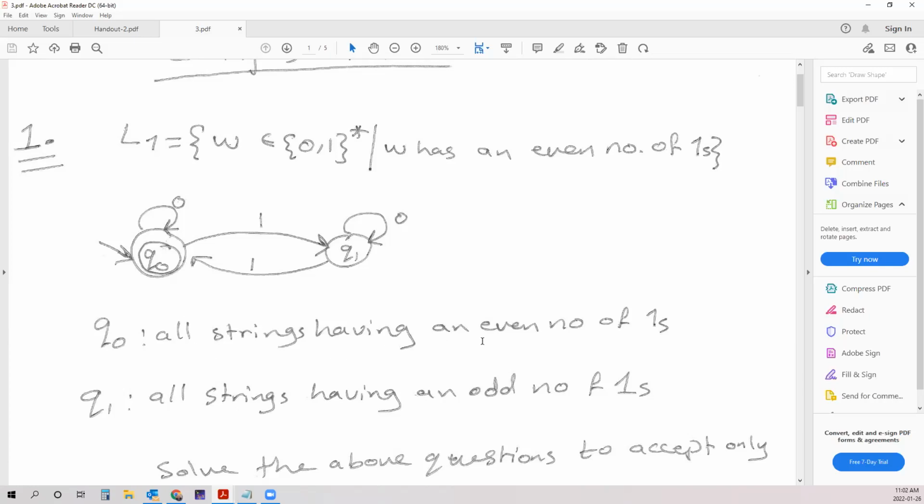Q naught: all strings having an even number of ones. Q1: all strings having an odd number of ones. Because assume if I have 2 ones, 1, 2, done, accept. If I have 3 ones, 1, 2, 3, whatever zeros in between, I will end at Q1, which is a dead state.